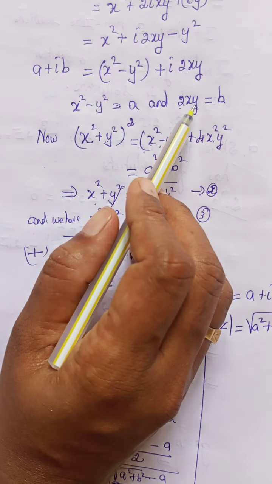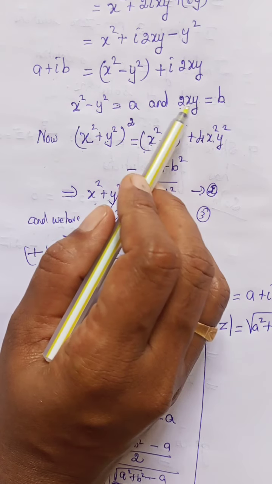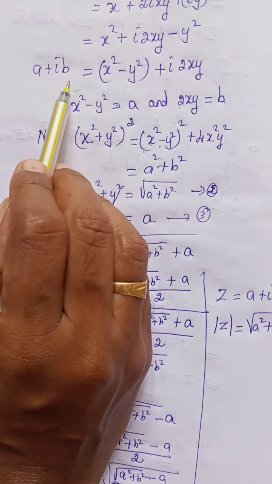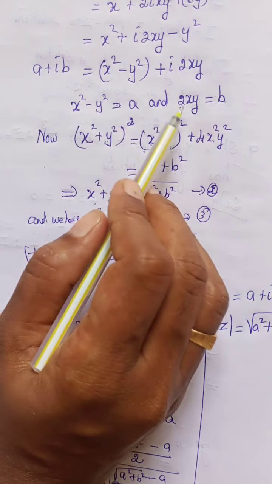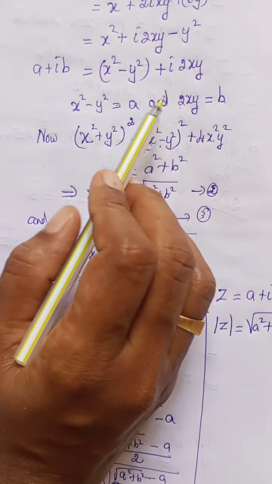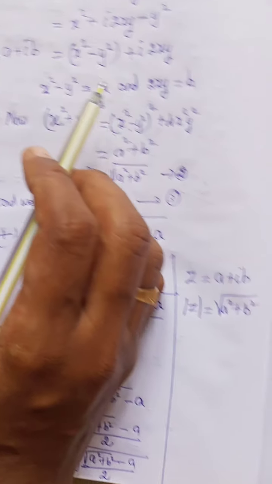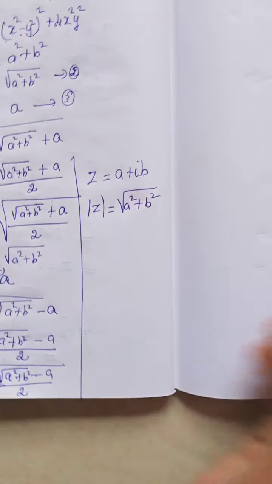Either x or y will be negative, isn't it? If anyone is negative, automatically this will be minus. If both are positive, it means positive. If both are negative, minus into minus is plus. So I am going to write the formula.